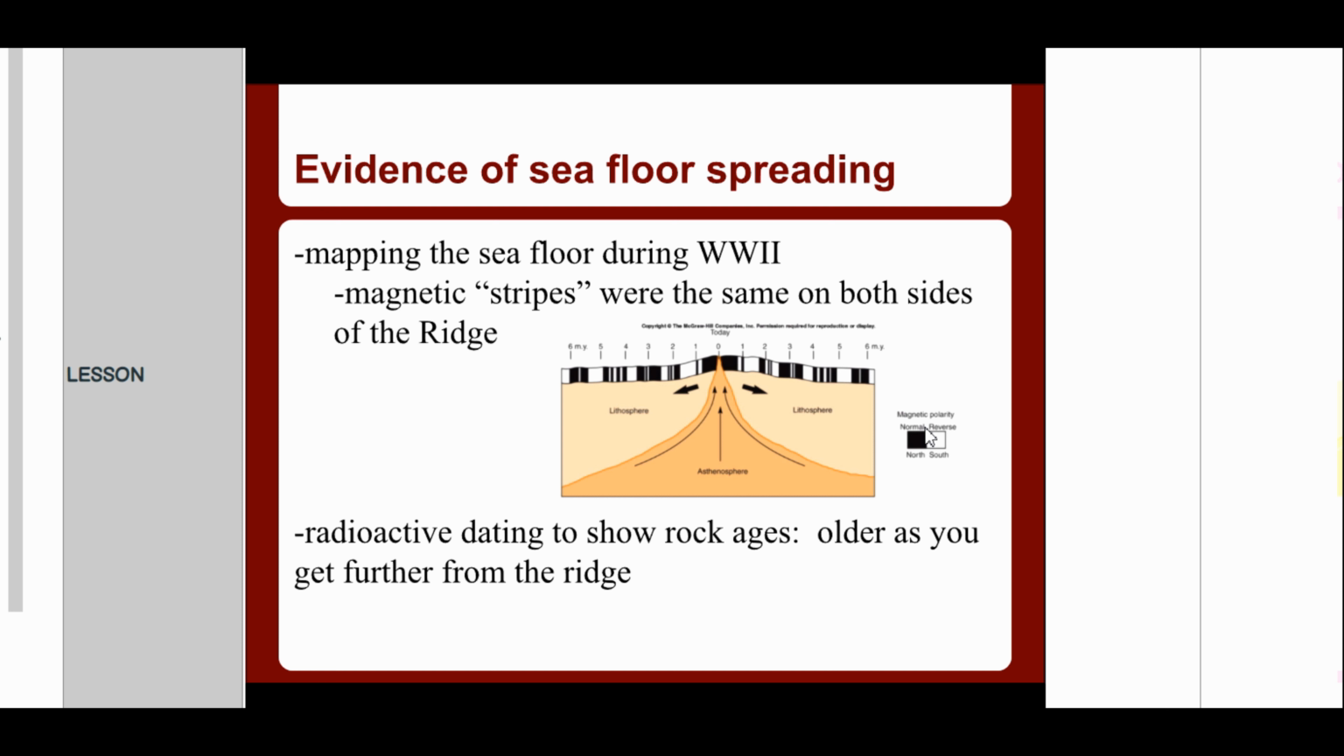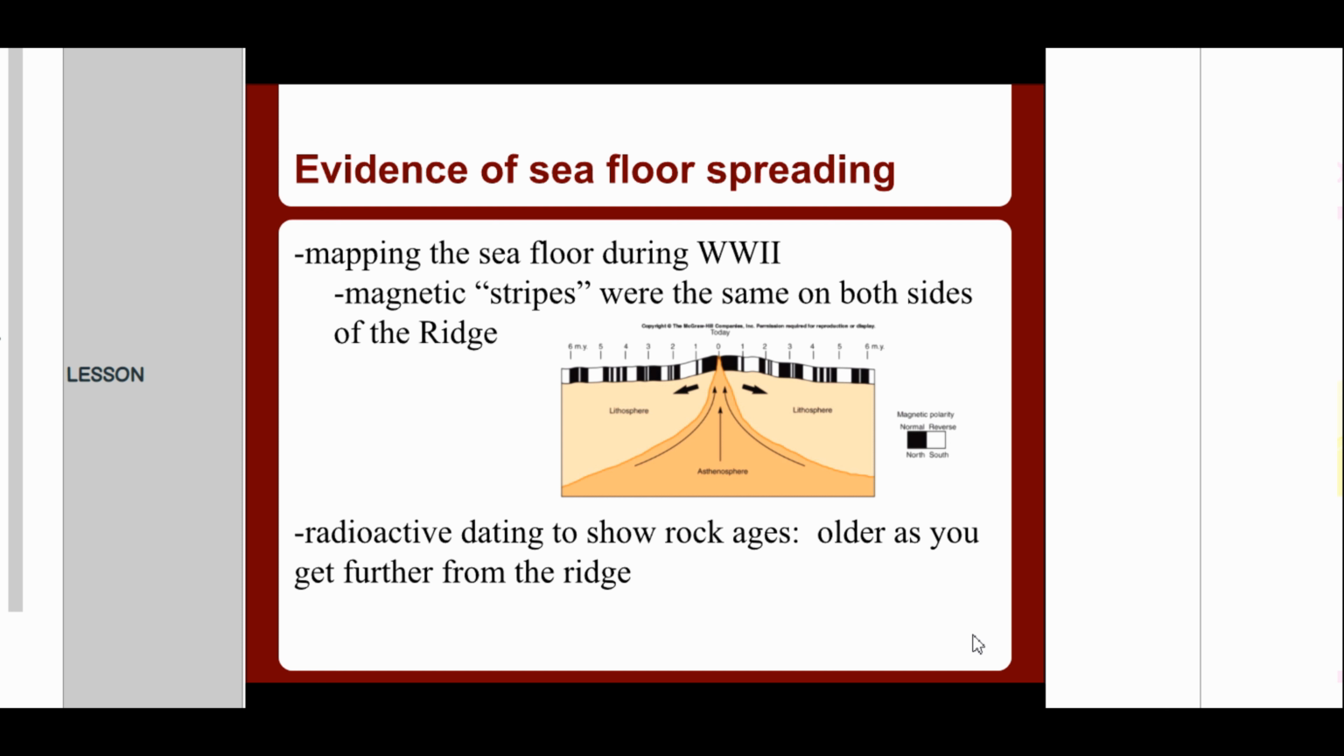They can use radioactive dating to show rock ages. And they also found that the further you get away from the ridge, the older the rock is. So the younger rock is right there in the middle of the ridge, and as you move out, it gets older and older. So those are how they came up with the theory of seafloor spreading.